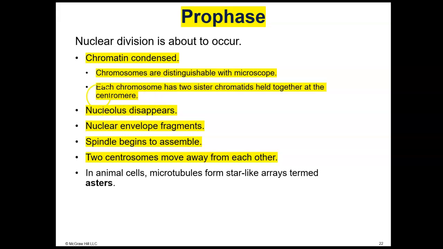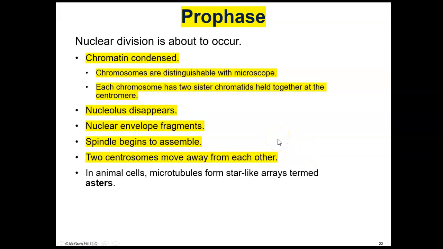Another thing that happens is inside the nucleus, the nucleolus disappears. And it's not a magic show. It disappears, but it's because the components of the nucleolus dissolve in the fluid inside the cell. Another thing that disappears or dissolves is the nuclear envelope. The spindle begins to assemble. That means we start to see spindle fibers forming, extending away from the centrosomes. And the centrosomes are going to start to move away from each other.